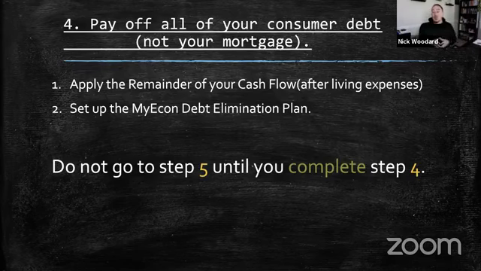But when you pay off all your consumer debt, we teach you how to strategically snowball your debt, right? You're going to apply the remainder of your cash flow after living expenses, take care of your living expenses, of course, and whatever's left over, take that extra money and put it towards your debt. We're going to teach you how to set up the MyEcon debt elimination plan, right? It's going to show you how to take all your debts and strategically chop away one after another. We have testimonies of people with a 30-year mortgage paying it off in 10 to 12 years simply by following that plan, right? But again, don't go to step 5 until you complete step 4.